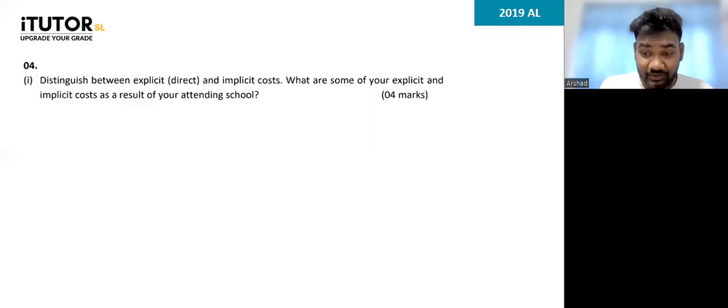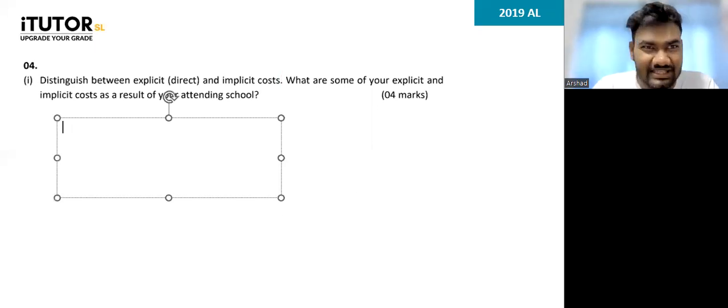Okay, so we'll move into the 2019 A-level paper. Question number 4, subsection number 1. Distinguish between direct and indirect costs. What are some of your explicit and implicit costs of you attending school? I'm hoping you all can give the definition of this.